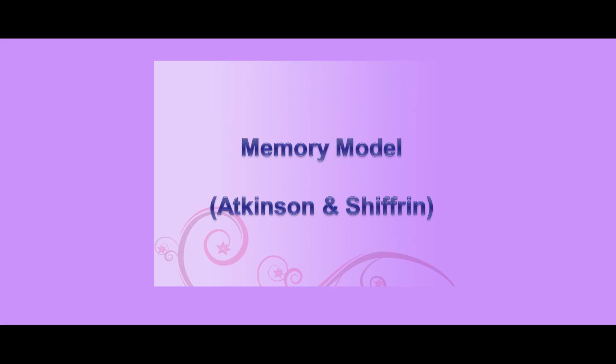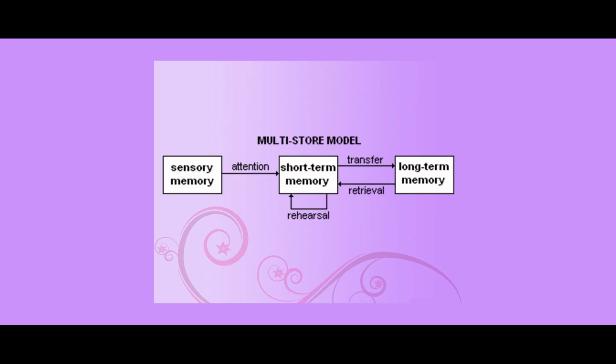Okay, then we will discuss the different types of information processing theories. The first theory that we have to discuss here is the memory model by Atkinson and Shiffrin in the year 1968. This figure is the structural representation of the memory model. From the figure, it is clear that human memory has three separate components: sensory memory, short-term memory and long-term memory.